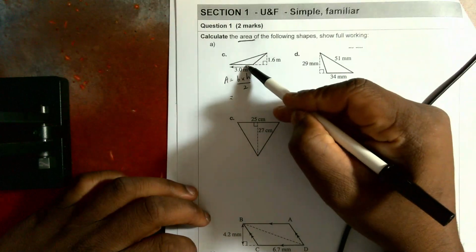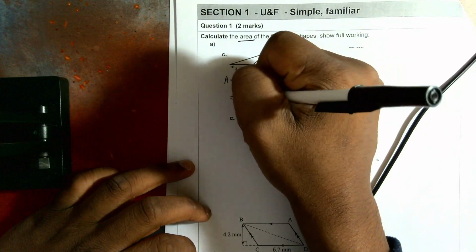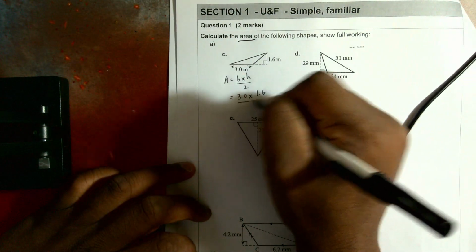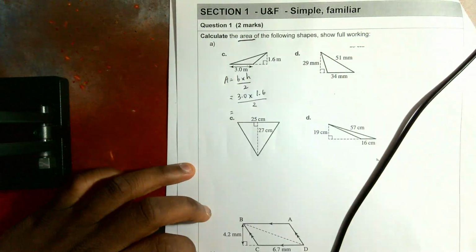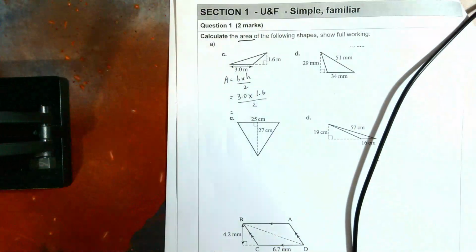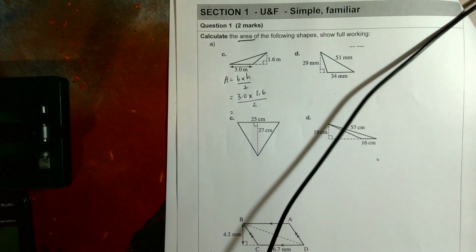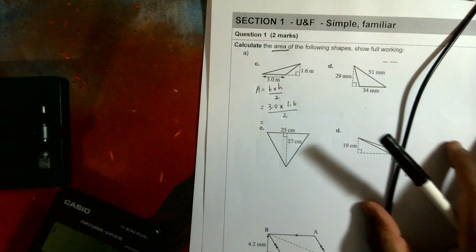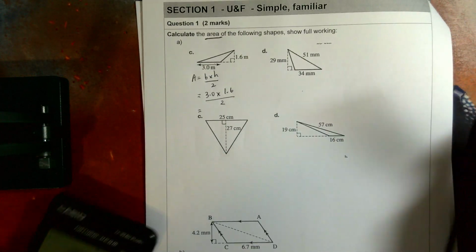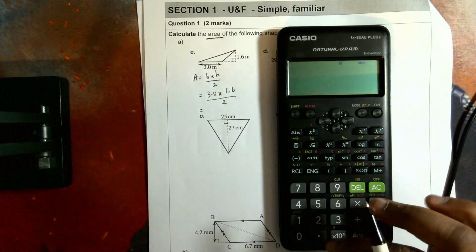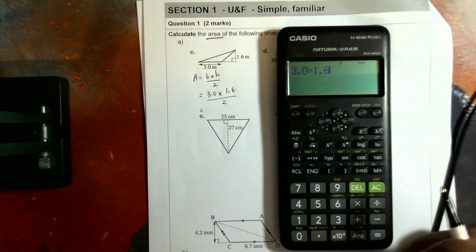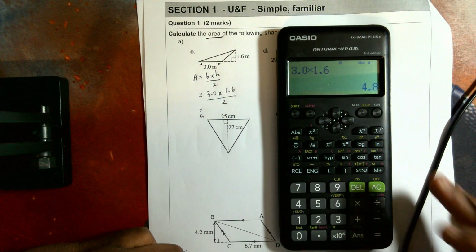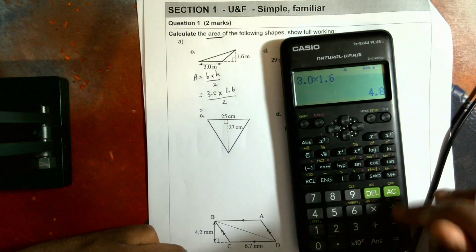The base of triangle 1 is 3 times height is 1.6, multiply them together, divide by 2. You can do that on your calculator straight away. So it's important that I'm going to show you what to put on your calculator, because some people were making this simple error. You need to put 3.0 times 1.6, hit equals, get that answer, and then we're going to take that answer and we're going to divide it by 2.